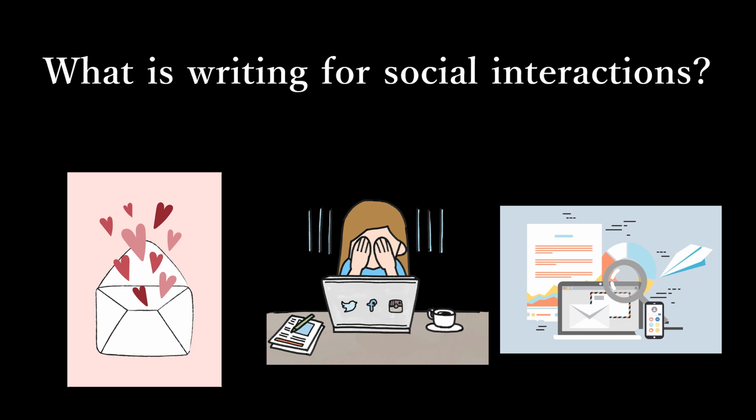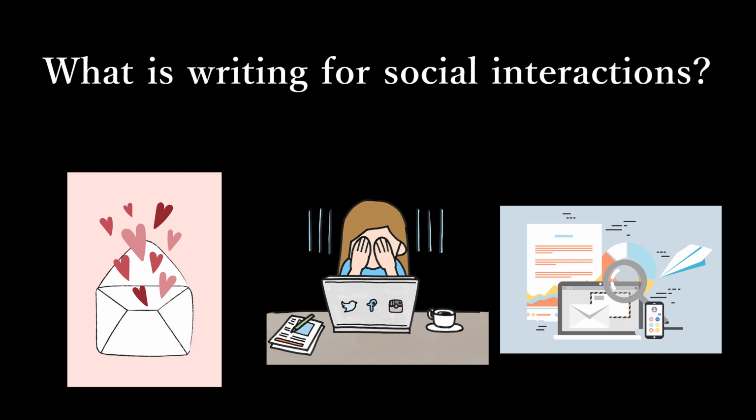In this lecture or in this unit, we can define writing for social interactions as the act of composing written messages or text with the primary purpose of engaging in and facilitating social interactions. This type of writing is characterized by its focus on communication within social context, aiming to convey information, express thoughts, and connect with others through written language.